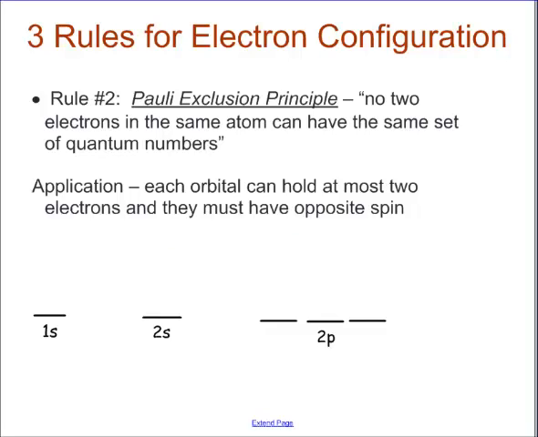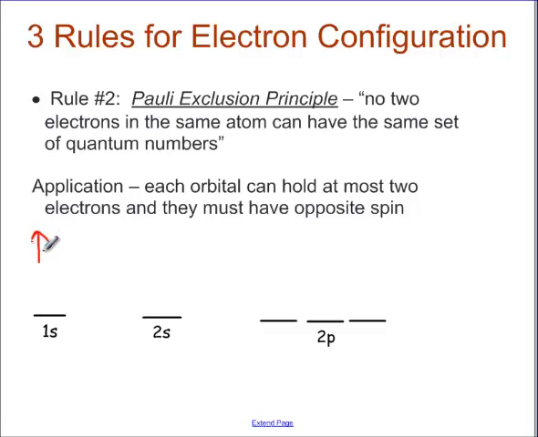The second rule that you need to know is called the Pauli exclusion principle. You can learn the book terminology that no two electrons can have the same set of quantum numbers, but really what it means is when we put two electrons in the same orbital, they have to have opposite spins. And the way that we represent that is by arrows.